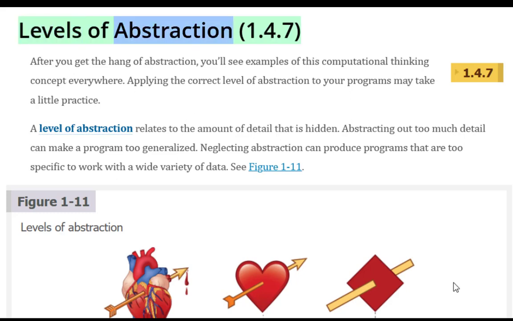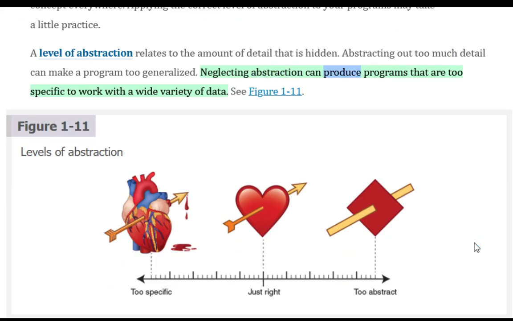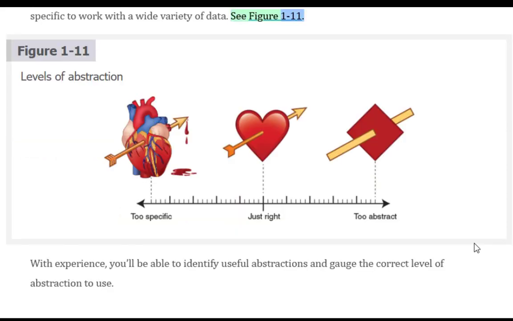Levels of abstraction. After you get the hang of abstraction, you'll see examples of this computational thinking concept everywhere. Applying the correct level of abstraction to your programs may take a little practice. A level of abstraction relates to the amount of detail that is hidden. Abstracting out too much detail can make a program too generalized. Neglecting abstraction can produce programs that are too specific to work with a wide variety of data. See Figure 1-11. With experience, you'll be able to identify useful abstractions and gauge the correct level of abstraction to use.